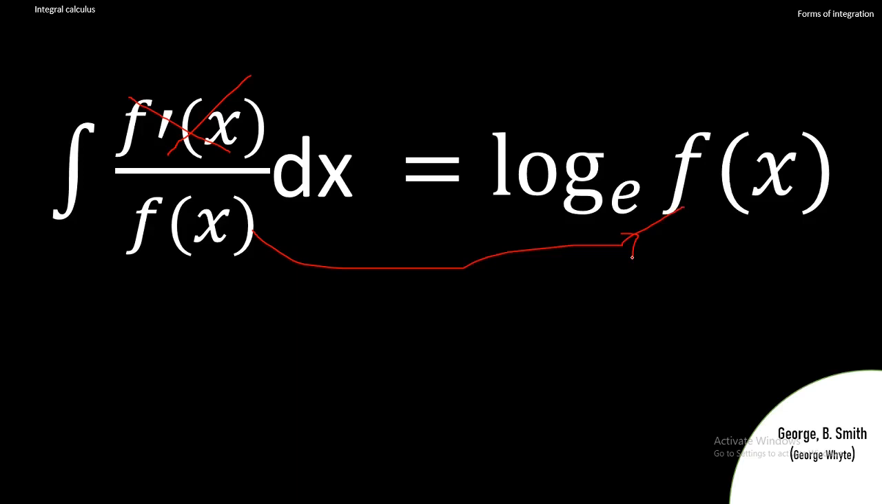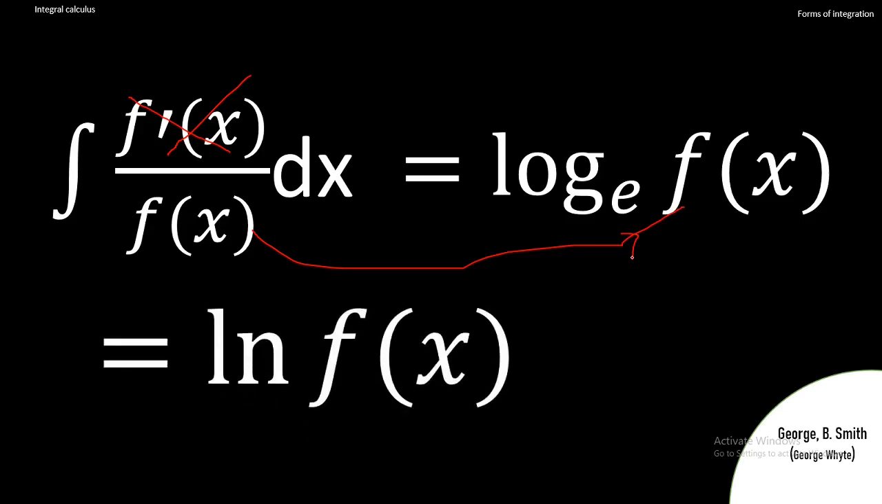But this is usually expressed in another form. It's expressed in the form ln of f of x. Now ln of f of x, and as usual there's going to be a plus c. Here also there's going to be a plus c, because we're integrating, and after integrating, a plus c should be inclusive. So that's what we have according to the first form.